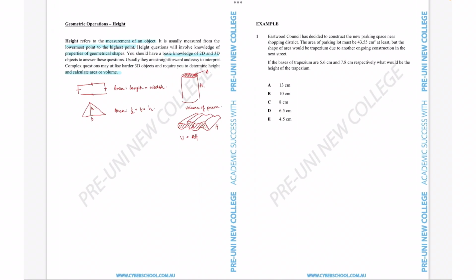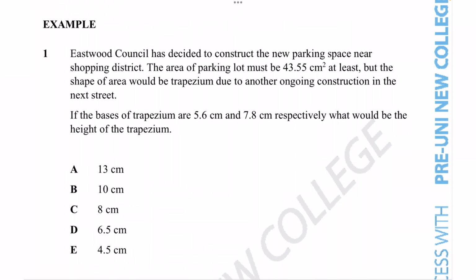So let's see if we can try that out by tackling this example question. Here, this question says, Eastwood Council has decided to construct the new parking space near the shopping district. The area of the parking lot must be at least 43.55 centimeters squared, but the shape of the area would be a trapezium due to another ongoing construction in the next street. We're told the bases of the trapezium are 5.6 and 7.8 centimeters respectively. What would be the height of the trapezium?